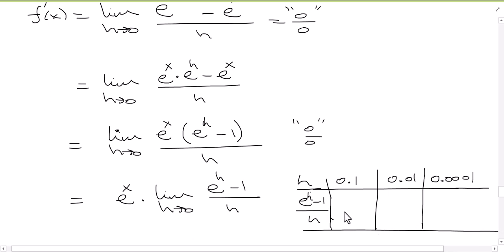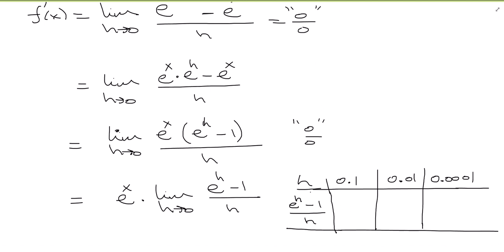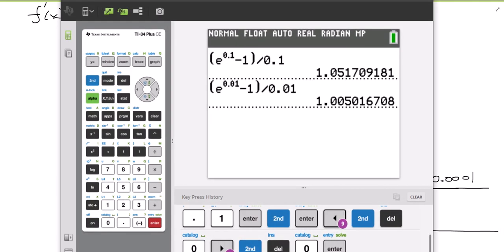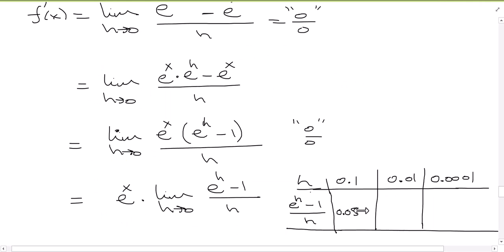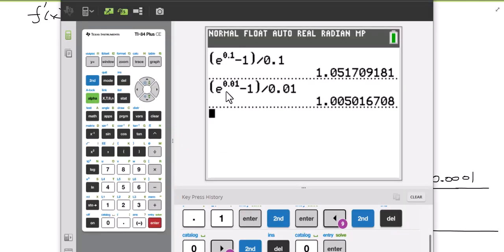So press pause, try them on your calculator, and then we'll come together and see what we got. All right, so now that you have done it on your own, when h is 0.1, I got 0.0525. If we round to 3 decimal places, I will round that to 0.052. And then when h is 0.01, we're getting closer and closer to 0.